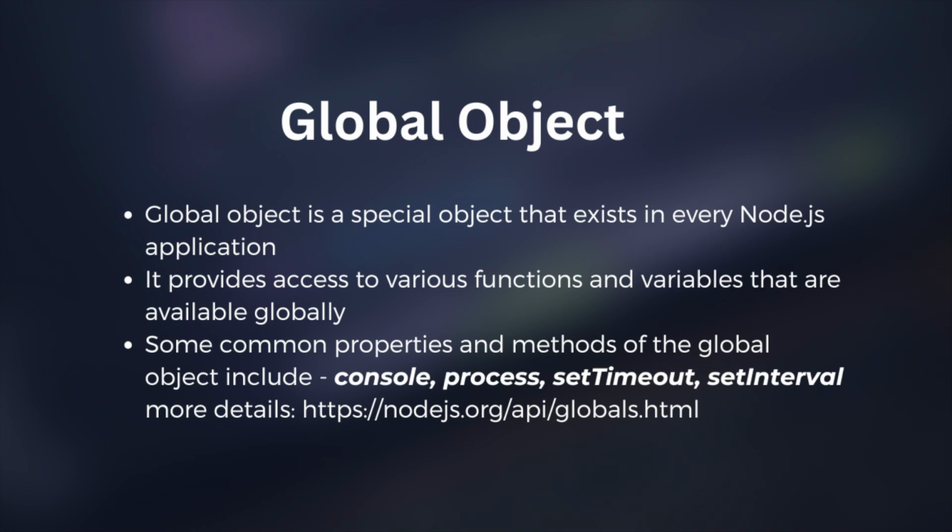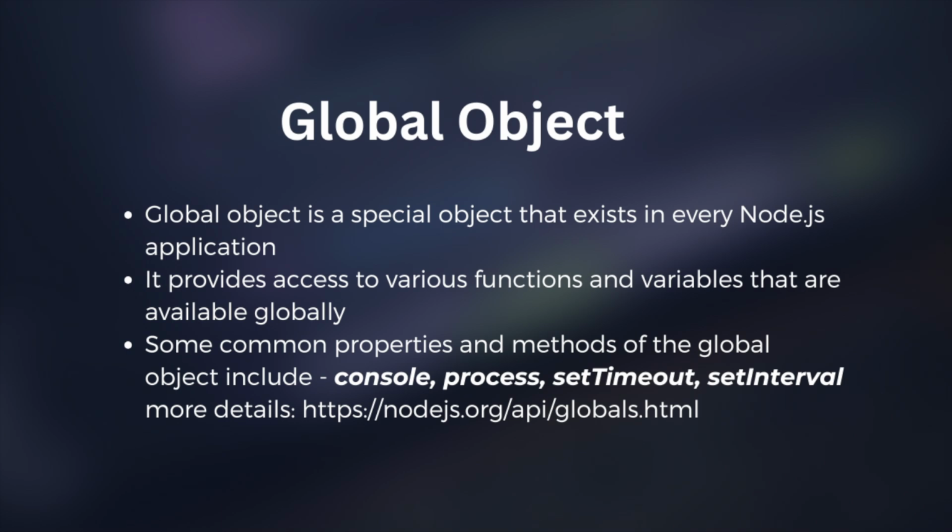Imagine the global object as a magical box that contains everything you need to run your Node application. It's a special object that's accessible from anywhere in your Node application. There is no need to install it separately, so it comes with your Node.js installation package itself. Some of the most common properties and methods from the global object are console, setTimeout, setInterval, and so on.